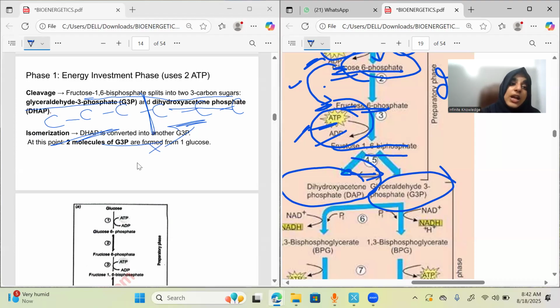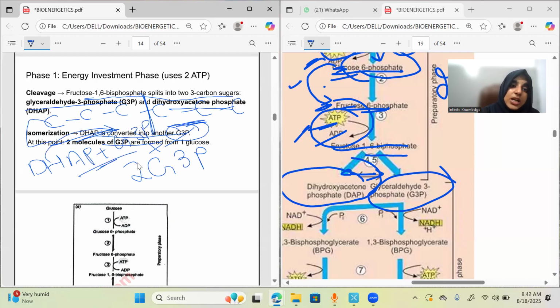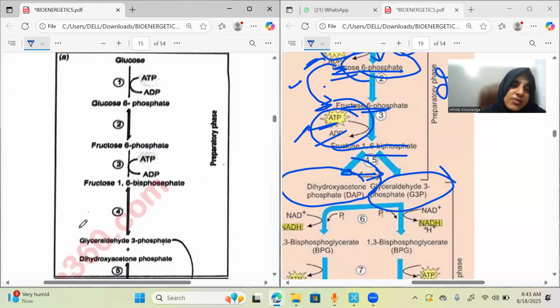Right? After that, isomerization occurs where dihydroxyacetone phosphate is converted into another G3P. So it produces 2 G3P. First, it was 1 DHAP plus G3P, right? Now this DHAP converted into G3P and it produces 2 G3P. Okay, 2 molecules of G3P are produced from 1 molecule of glucose. All right. As you can see over here, this is the preparatory or the energy investment phase.